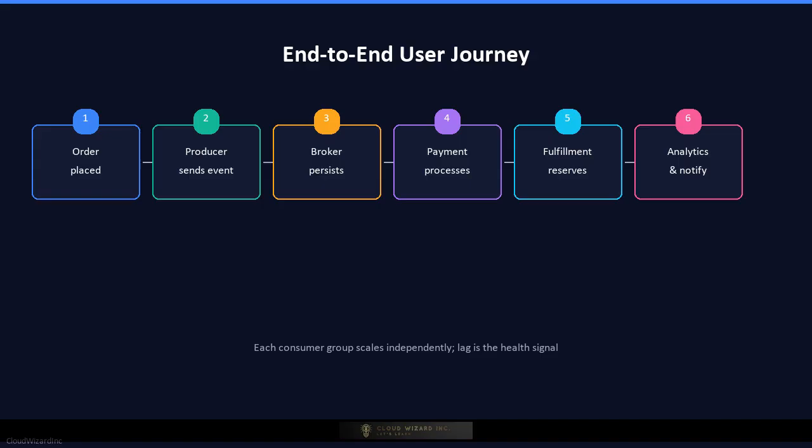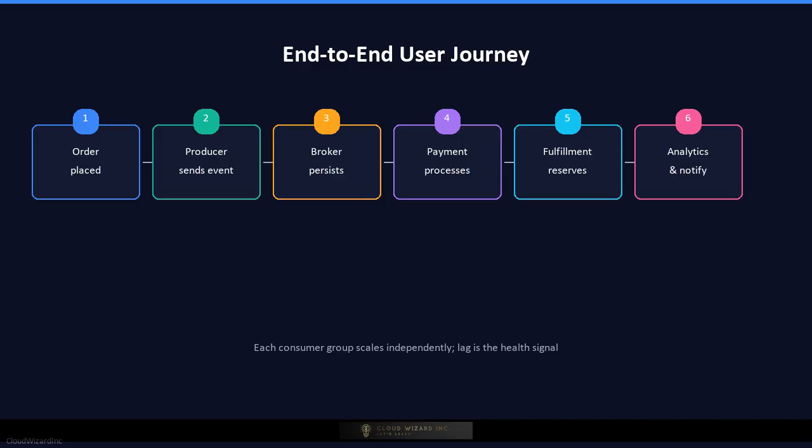Let's trace the end-to-end user journey. An e-commerce customer places an order. The order service produces an order-created event to the orders topic with a key equal to the order identifier, guaranteeing that all events for the same order go to the same partition and are processed in order.